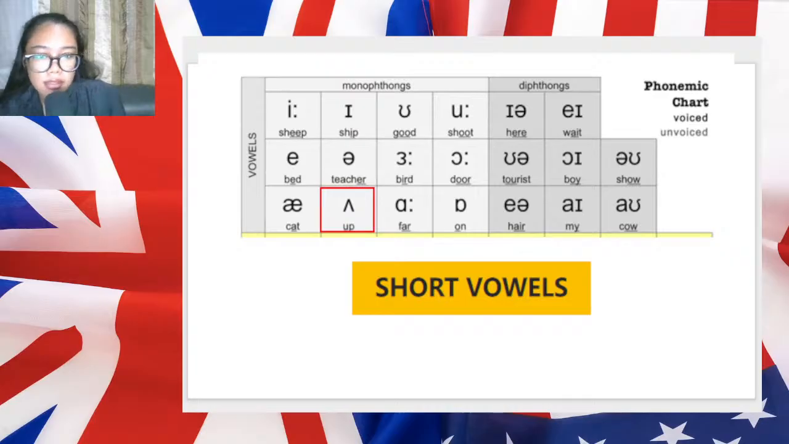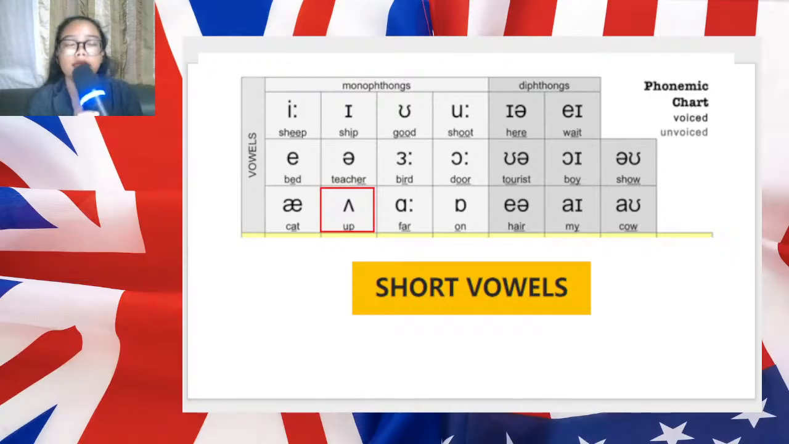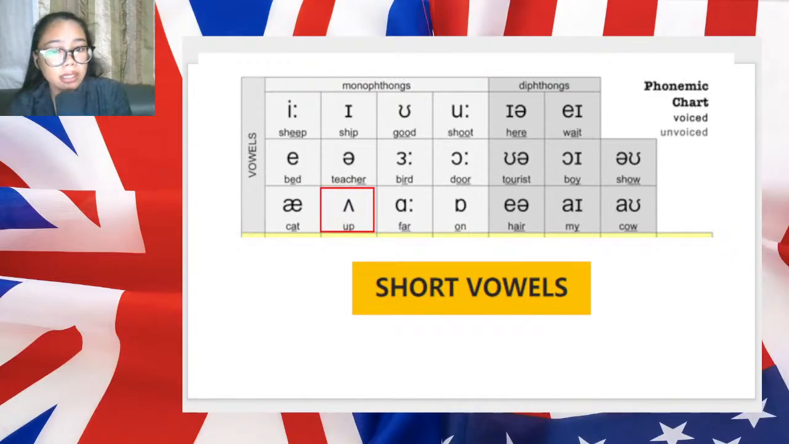Now, how to produce this sound? Your mouth is relatively relaxed and slightly open. That's the main difference from the previous one in cut, because there your mouth position is really quite wide open, almost like you're about to yawn, as mentioned earlier. Here, your mouth is really relaxed. It's not totally widely open, it's just slightly open.